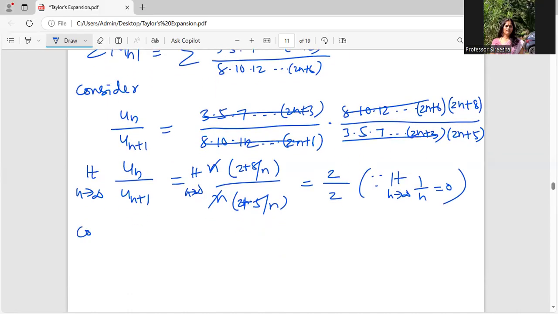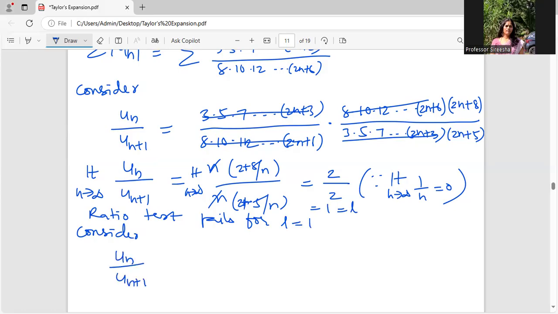Okay. So I'll be writing here: ratio test fails for L is equal to 1. Ratio test fails for, where is L that you should write, guys? This is my L, this is what you should write, for L is equal to 1. So I'll be considering un by un plus 1 minus 1, before applying the n tending to infinity condition. Okay, so it looks something like this.